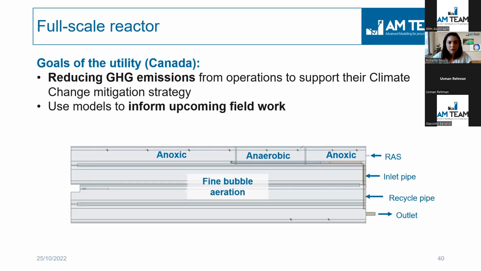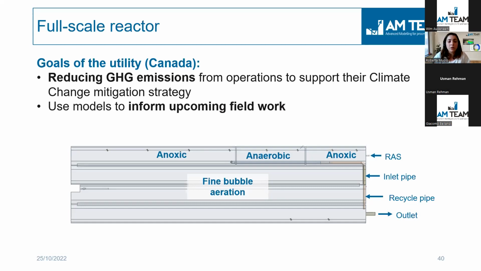Yeah, so here we're going to see a full-scale bioreactor. This bioreactor is from a wastewater treatment plant operated by a utility in Canada. Here you see the anoxic, anaerobic, and oxic zones, followed by fine bubble aeration. There you see where the influent pipe is located. You also have internal recirculation for NO3 recirculation, sludge recirculation, and your outlet pipe.